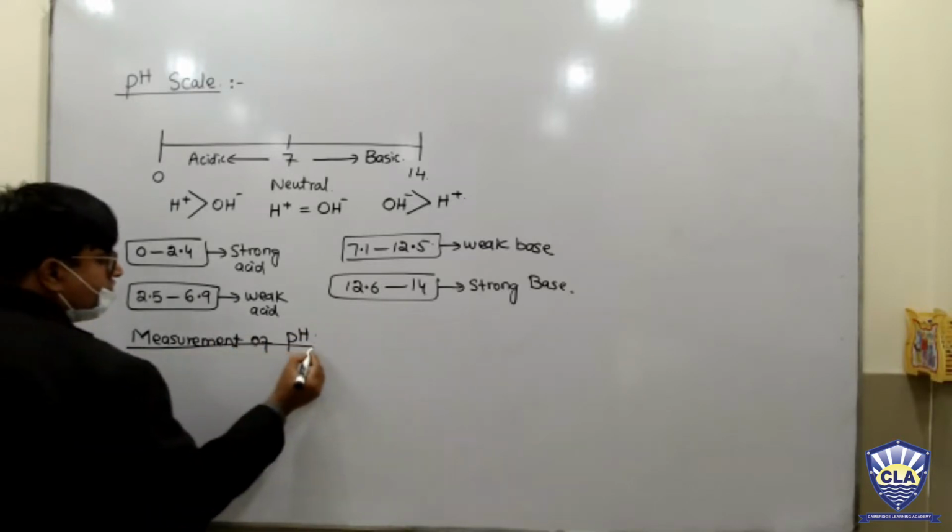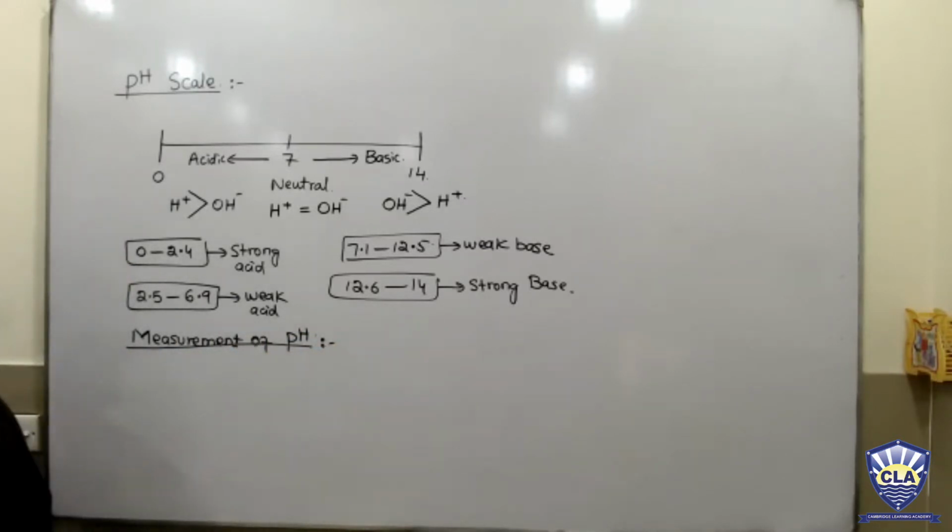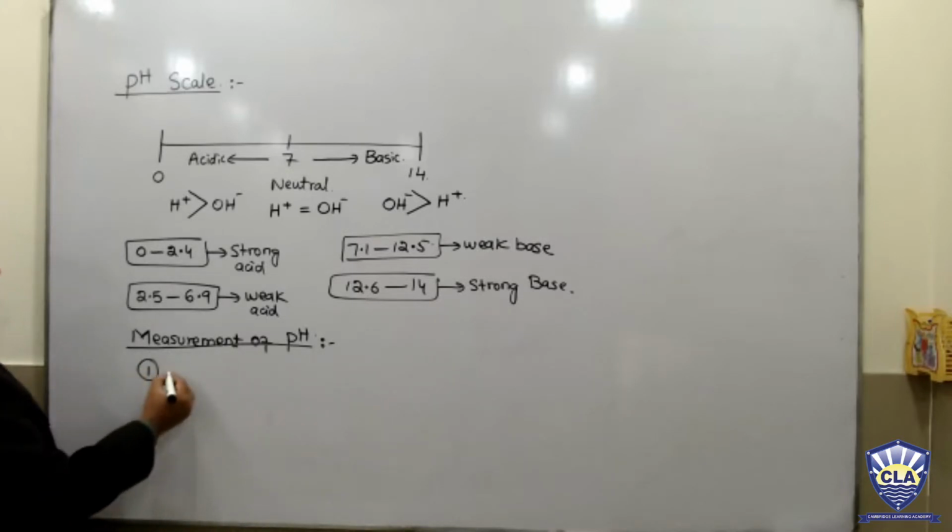So how could you measure the pH? Okay. So there are two methods. The first method, that is the pH meter. This is the first method.